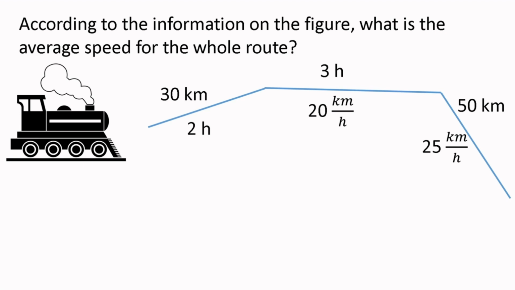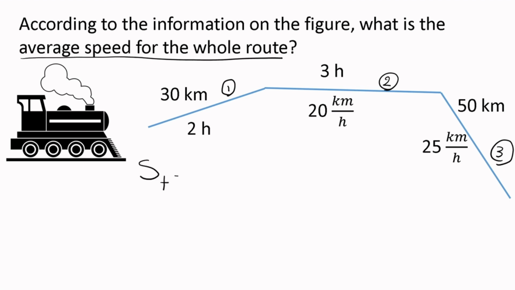Look at this example. According to the information on the figure, what is the average speed for the whole route? It is one of the examples that I have solved for in previous videos, but in this video, the type of information that we have is somehow different. So look, this route contains 3 parts. This is the first part, this is the second part, and this is the third part, right? And the question is asking about average speed for the whole route, not for each part.